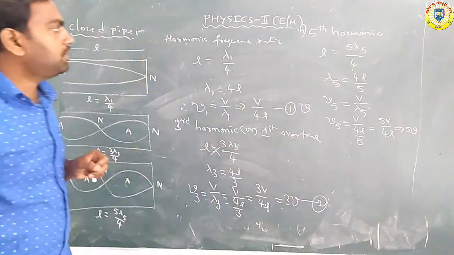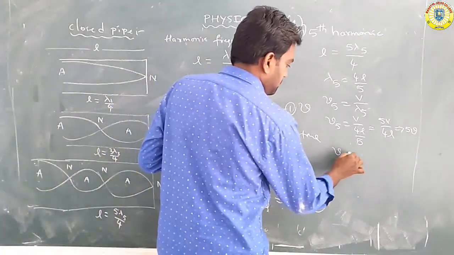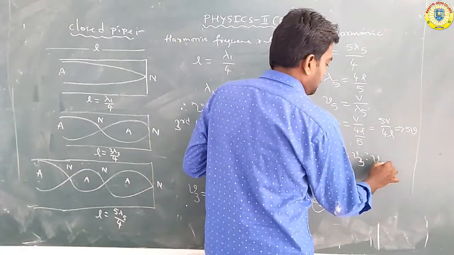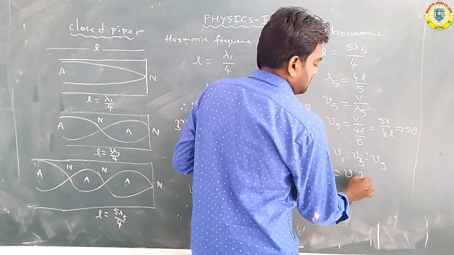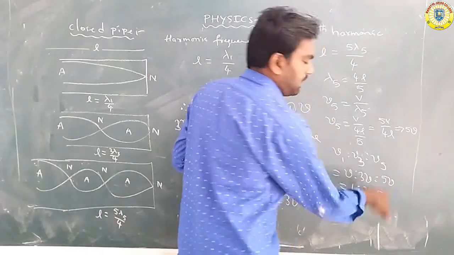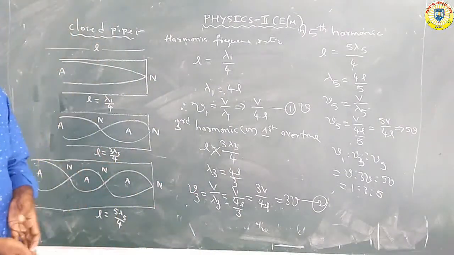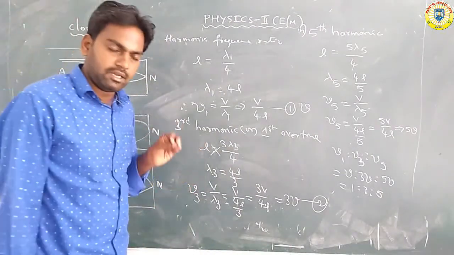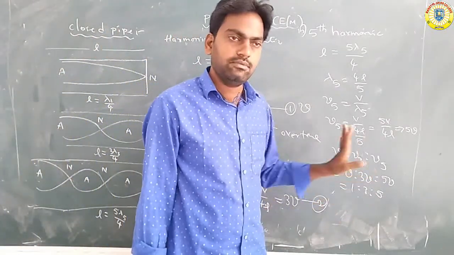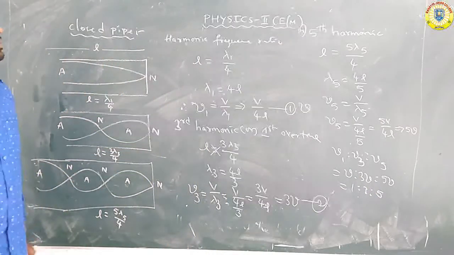So the harmonic ratio in a closed pipe: ν1 : ν3 : ν5 = ν : 3ν : 5ν, that is 1 : 3 : 5. The harmonic frequency ratio in a closed pipe is 1 : 3 : 5. Good, this is the whole topic of the closed pipe.